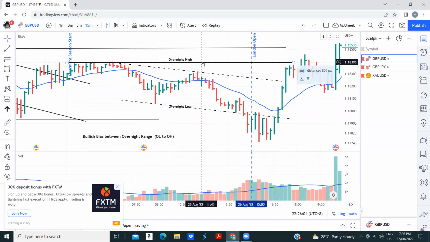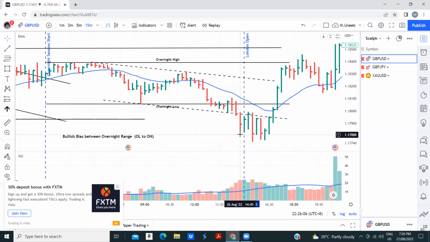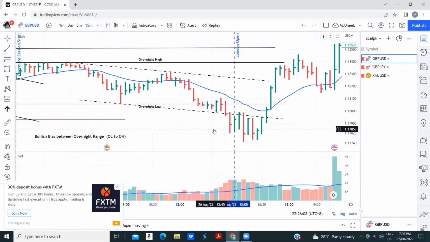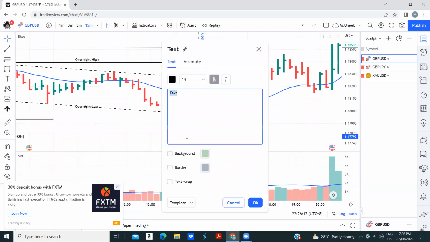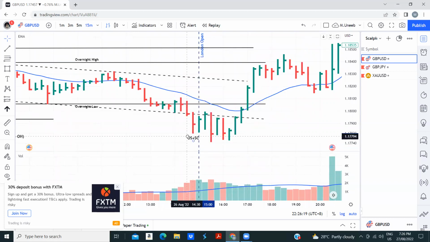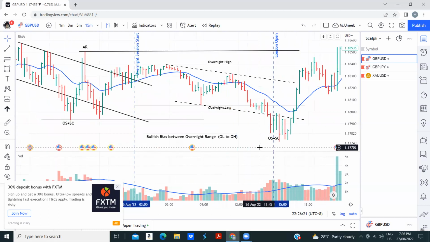Now we have a clear structure that before London Open, what happened? The price became what? Oversold. Oversold. This information, you must keep in mind. Selling climax. Okay. Now we go back to the 3-minute chart. Okay. This one is secondary test.